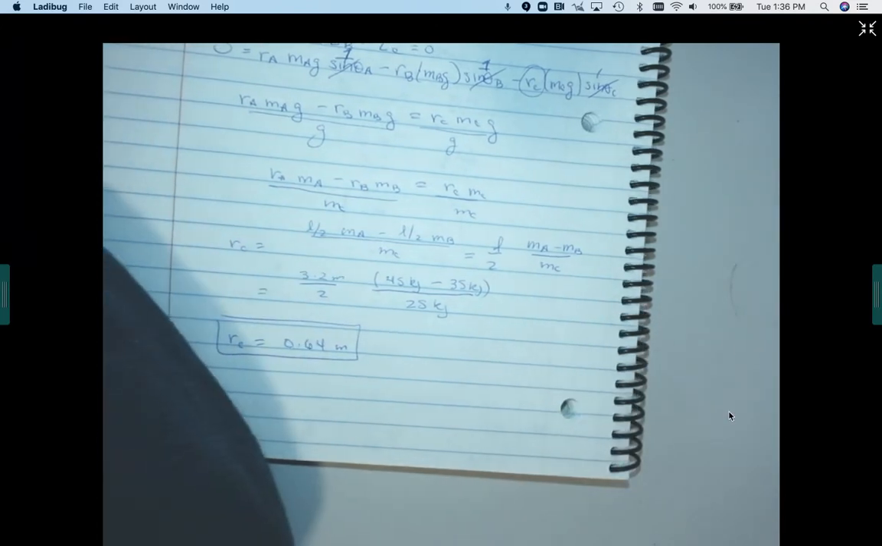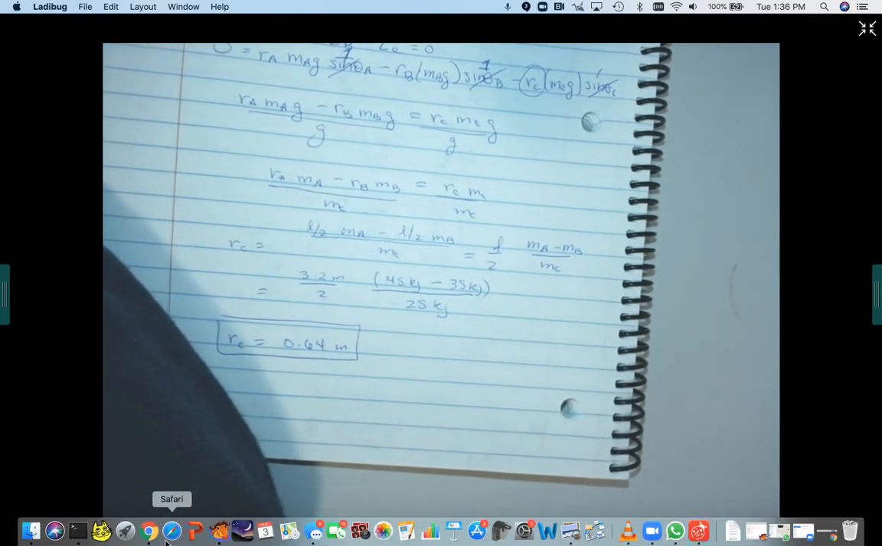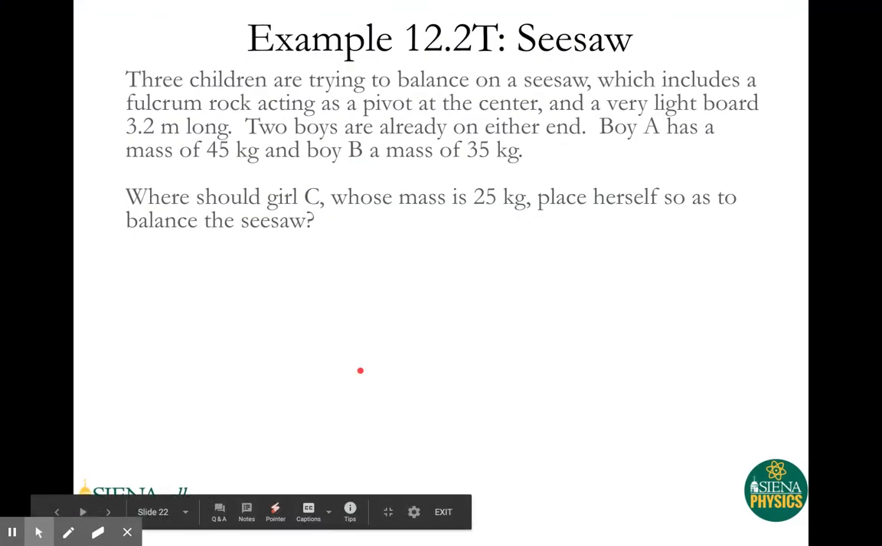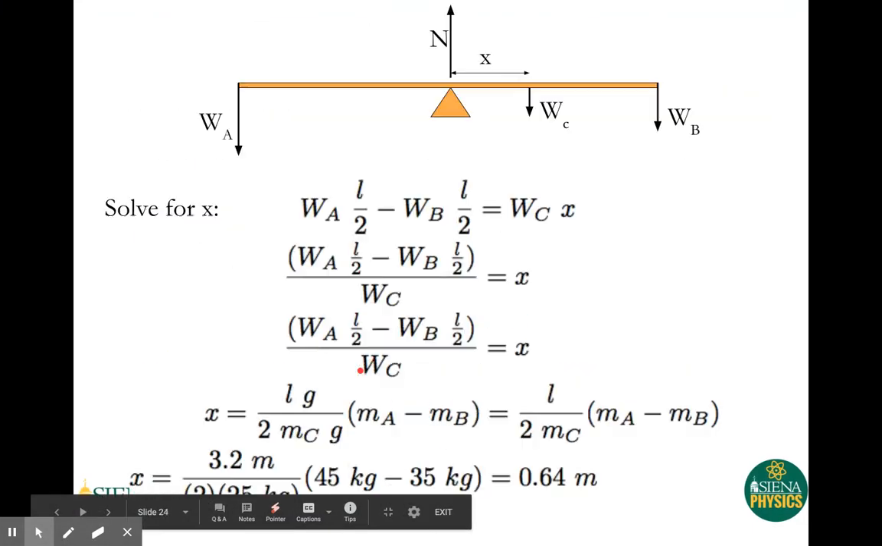Okay, got one more example. You guys are still hanging in there. Okay, that's kind of solved there for you.